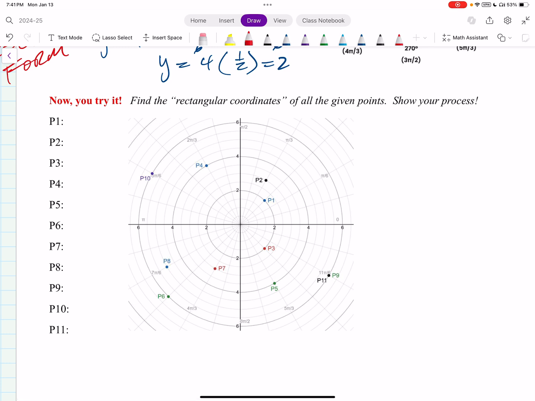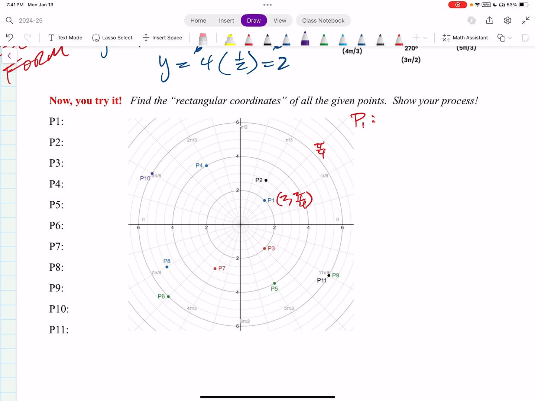So I'll just do one more just for funsies. Okay, P1 is on the second circle and it's rotated pi over 4 radians. So it's 2 comma pi over 4. So I'll do one more. And so let's do P1 right here. Point 1.